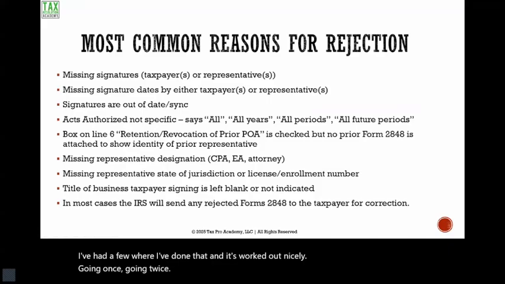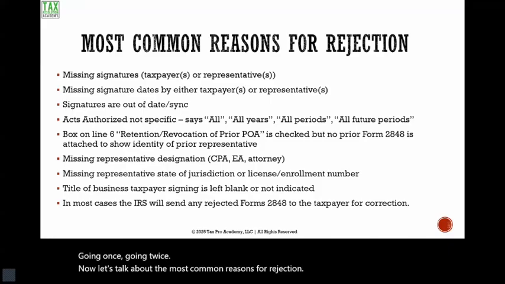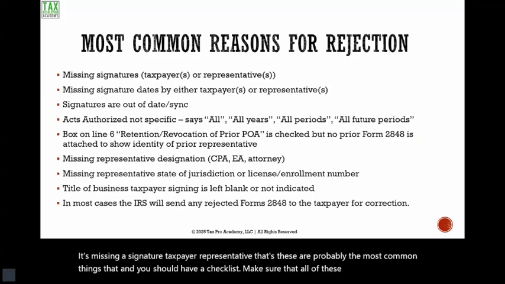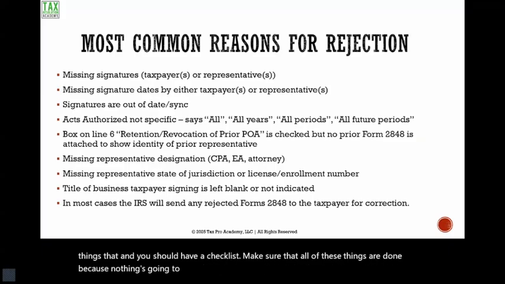Now, let's talk about the most common reasons for rejection. It's a missing signature, taxpayer or representative. These are probably the most common things, and you should have a checklist to make sure that all of these things are done, because nothing's going to be egg on your face like sending it off and getting it rejected, because if it gets rejected, it goes back to the taxpayer.